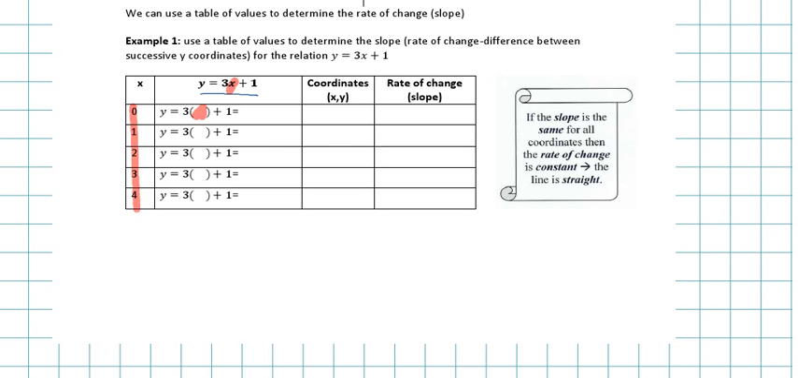So I'm going to put my 0 in because my x is 0. So 3 times 0 plus 1 is what? Okay, so what's my xy coordinate? Plug in the 1 for x. What's 3 times 1 plus 1? 4. So that's 1.